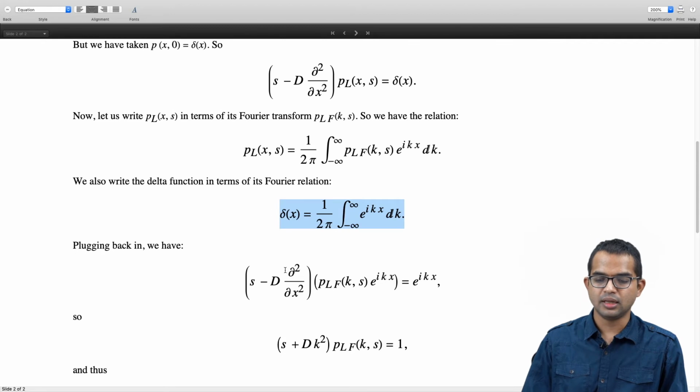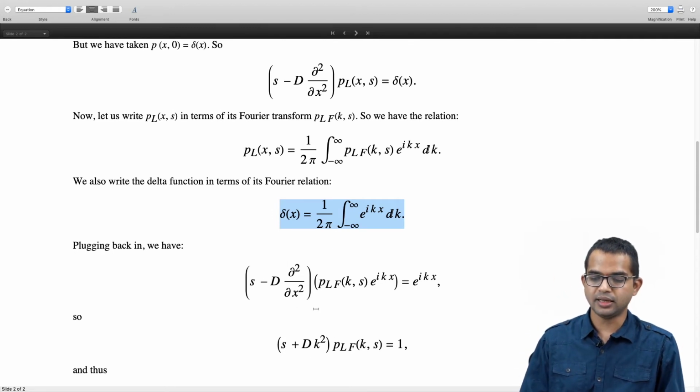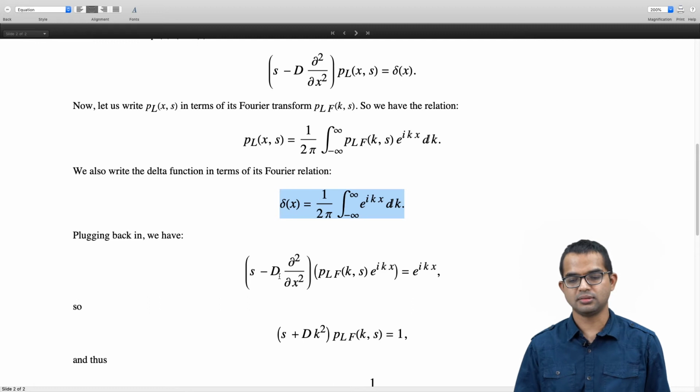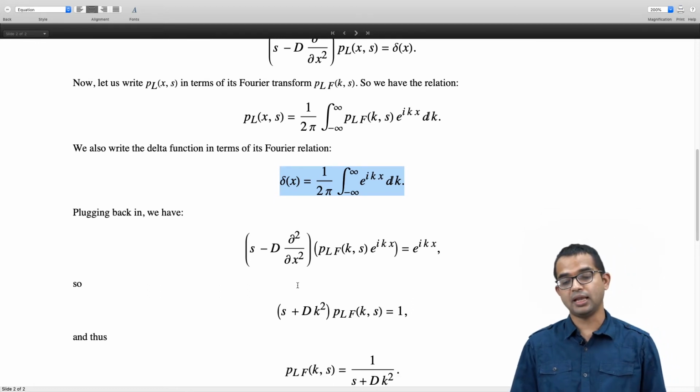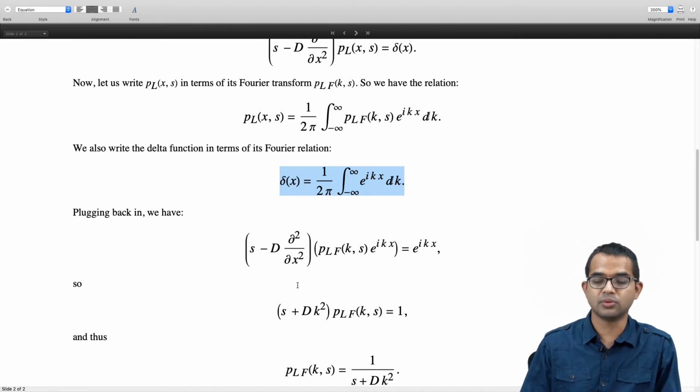So we can go ahead and write (s + dk²) P_LF(k, s) = 1, right? So this is a simplification which ensues, and then we can go ahead and solve for P_LF(k, s). So this is immediately seen to be 1 over s plus d times k squared, right?